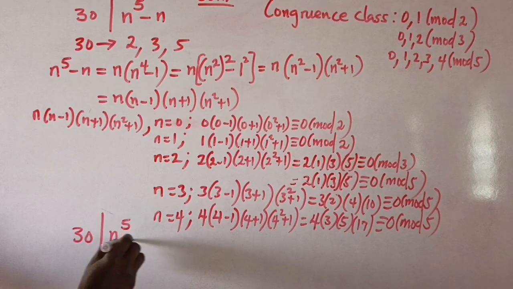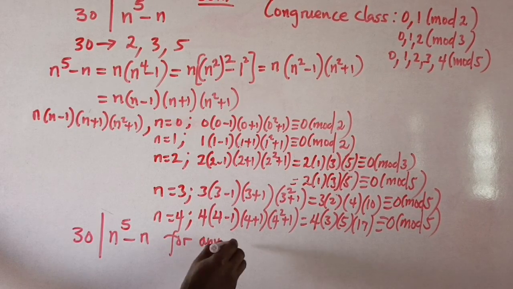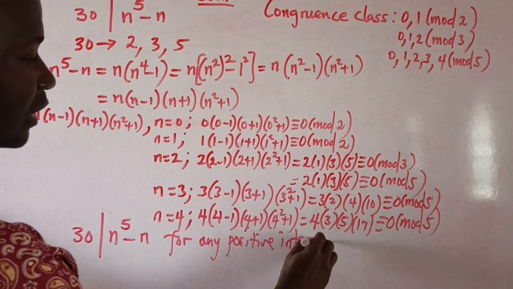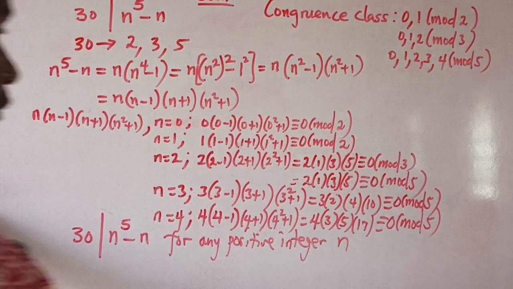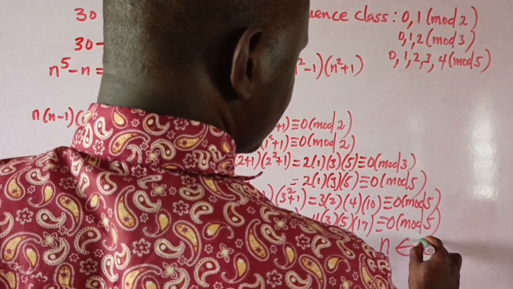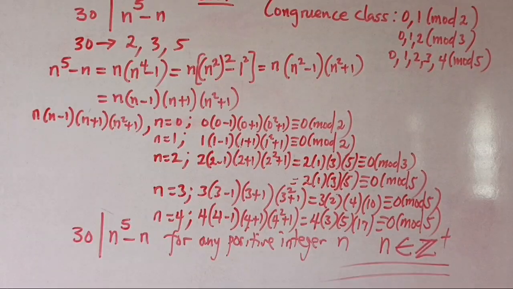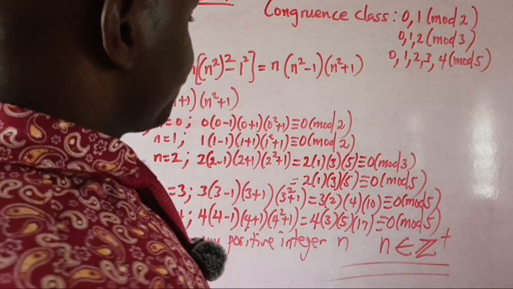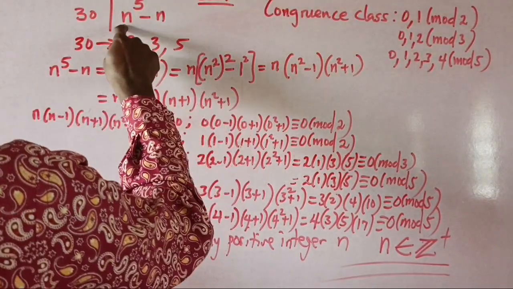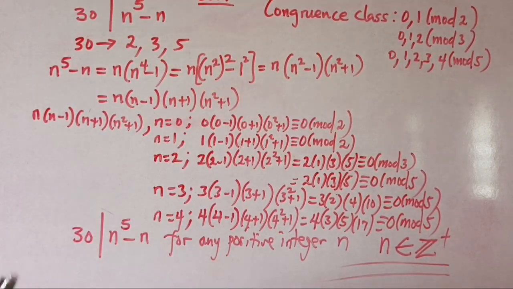So that shows that from what we have done, 30 can go into n raised to power 5 minus n for any positive integer n. That is, n belongs to the positive integers. So that is the final answer for the question we are able to prove here. We are able to establish a proof that for any positive integer n, n raised to power 5 minus n is divisible by 30, with what we have just done.